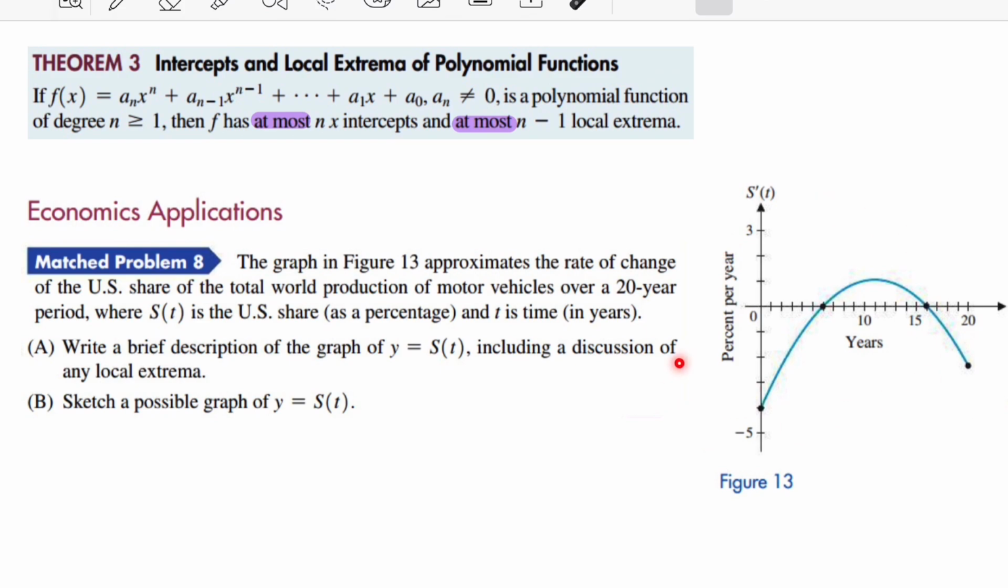So this graph here approximates the rate of change of the US share of the total world production of motor vehicles over a 20-year period. And S of t is going to be the US share as a percentage, and t is the time in years. So we want to write a brief description of our graph, y is equal to S of t, and include any local extrema just based off of this graph here, which is a graph of S prime of t.